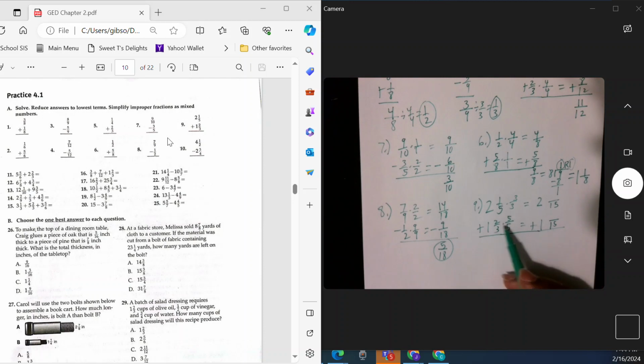3 times 5 is 15, 2 times 5 is 10. 5 times 3 is 15, and 1 times 3 is 3. So 3 15ths plus 10 15ths, we'll bring down our 15s, and 3 and 10 is 13. 2 plus 1 is 3, and nothing more can be done with this problem. All right, now we move on to problem number 10.